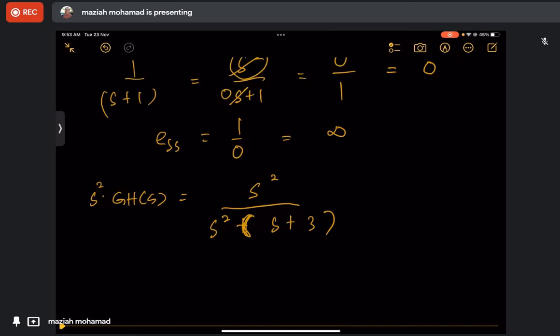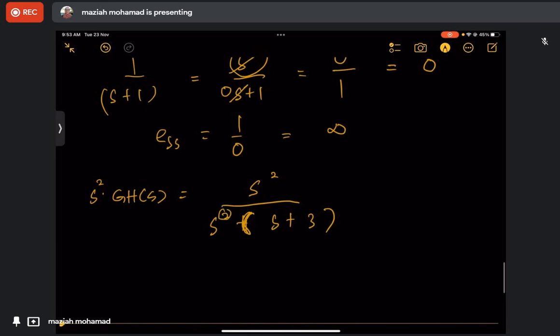Okay, the open loop transfer function is actually 1 over s squared multiplied with s plus 3. It is a class 2 system, because the highest factorized term is s squared, and here we can cancel that term. So it will become 1 over s plus 3. Apply the limit, s goes to 0, so there will be a value of 1 over 3. Okay, so that is for parabolic input.